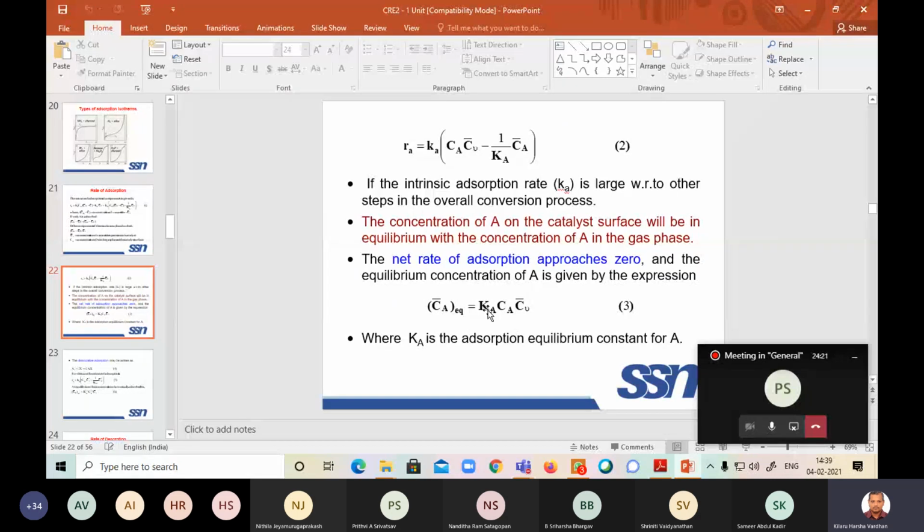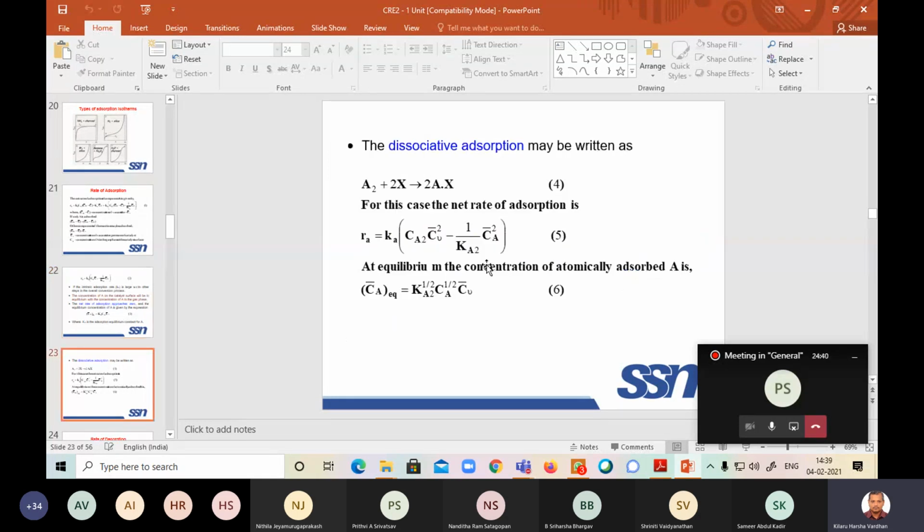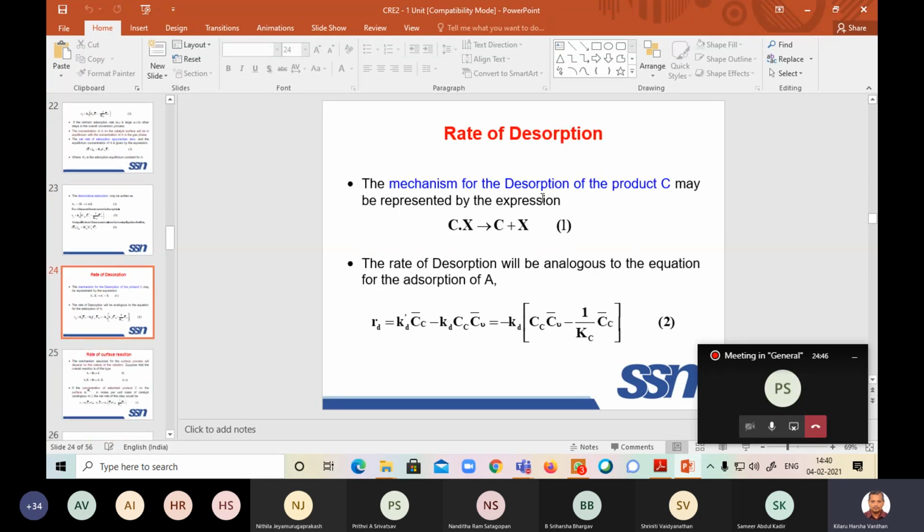Capital Ka is different from small ka. Capital Ka is small ka divided by small kd, that is, the equilibrium constant of adsorption divided by the equilibrium constant of desorption, right? So this is one more. The reaction can be like this also. Let us see this a bit later.